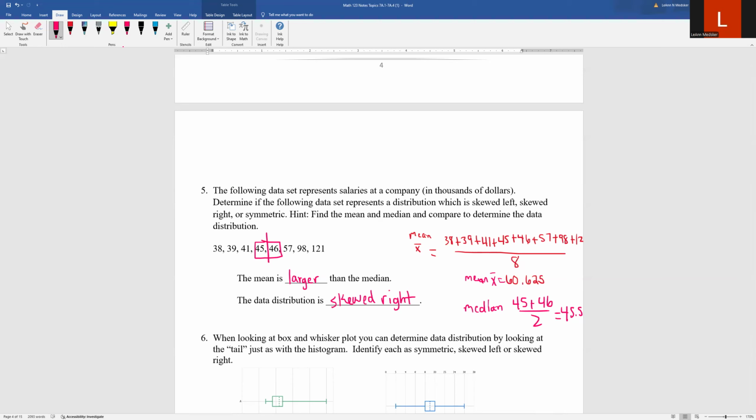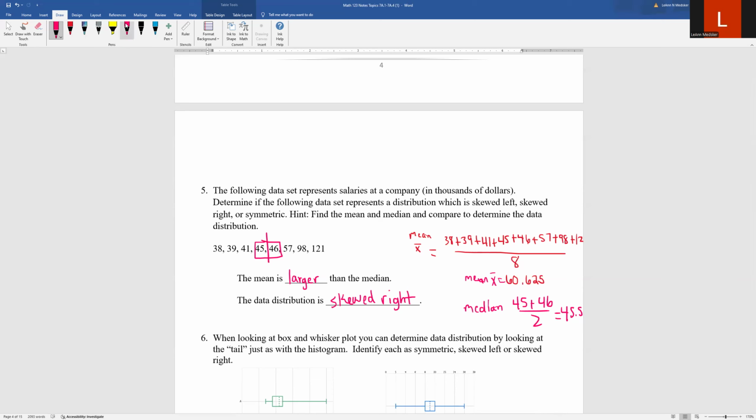If, you know, the 98 and 121 weren't there, but I had a 0 and a 5 at the beginning of my list, that 0 and 5 would be much, much lower than all the other values, and that would skew us to the left. Okay. Now, if 98 and 121 were just thrown out, we might have ended up with more of a symmetric data set because all of those other numbers were kind of close together.